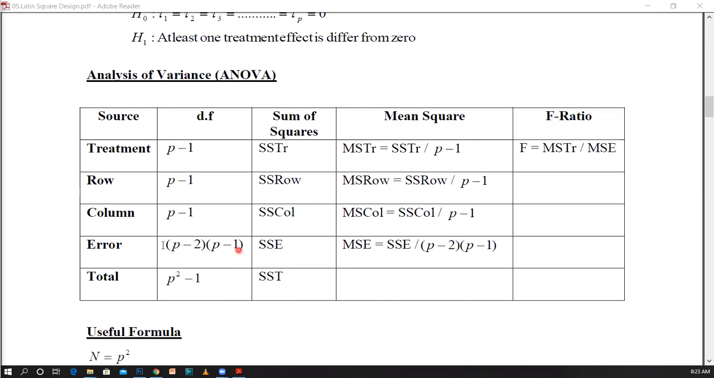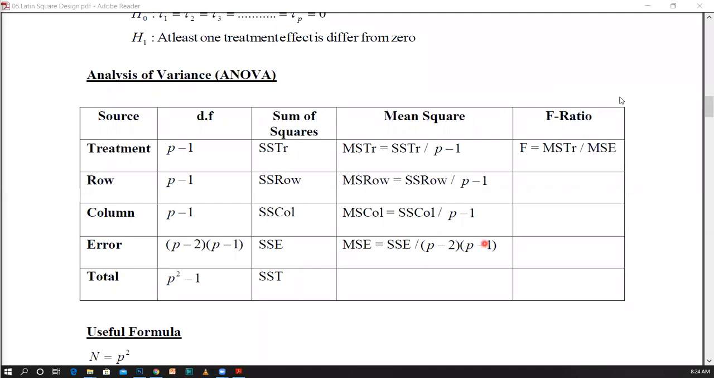Therefore, if you need, you can use this quantity, or else you can just subtract the addition of these three values from this p squared minus 1. And we are using these notations to denote treatment sum of squares, row sum of squares, column sum of squares, error sum of squares, and total sum of squares. Dividing each sum of squares by its degrees of freedom, we obtain the mean square value. This is how we obtain mean square treatment, mean square row, mean square column, and mean square error.